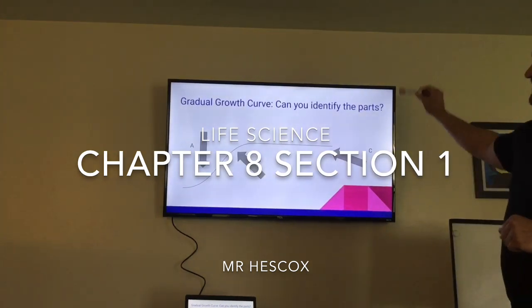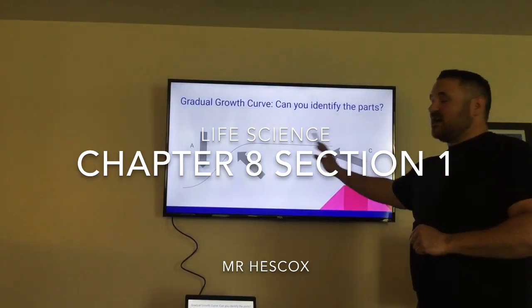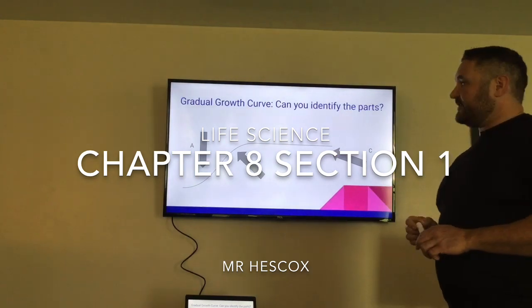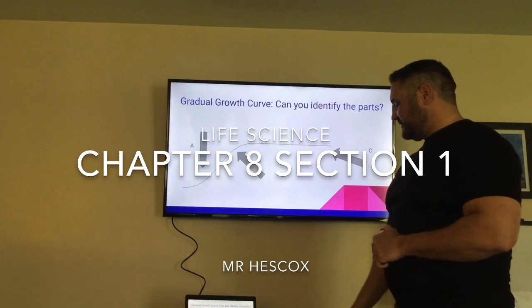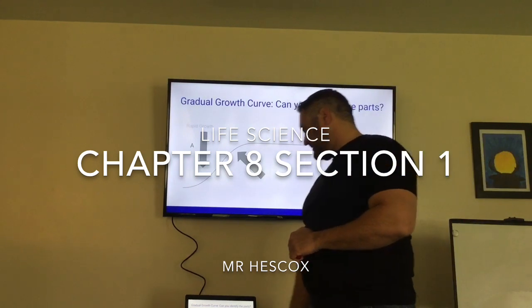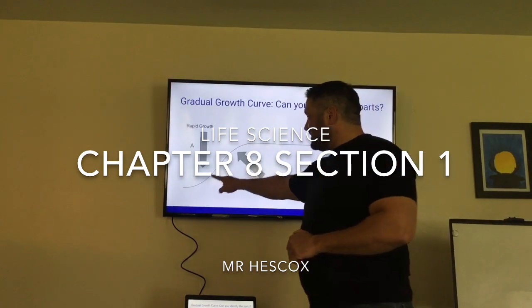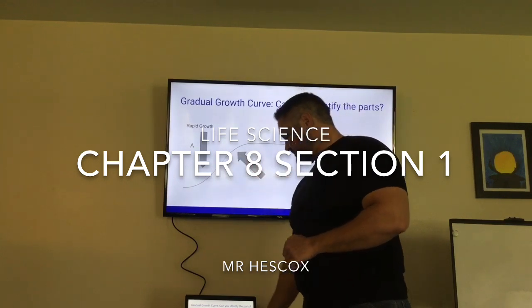All right, now this is a gradual growth curve. Some types of advanced biology will call this the S curve. You have A, you have B, and you have C. Each one of these is a certain part. Make sure you're filling this in. A is rapid growth right here.